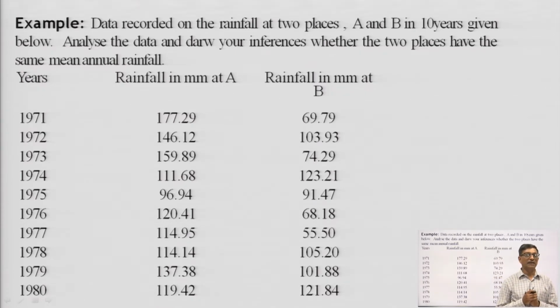While rainfall in place B is 69.79 millimeter. In 1972 we have 146.12 in A and 103.93 in B. So, this is the data.